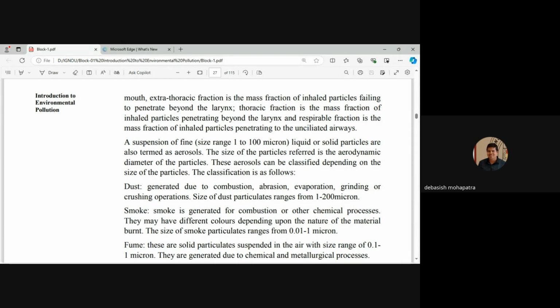A suspension of fine size, ranging from 1 to 100 micron, of liquid or solid particles is termed aerosols. Aerosols means droplets, like the droplets we form during sneezing. The size of the particle refers to the aerodynamic diameter. These aerosols can be classified depending on the size of the particles. Dust is generated due to combustion, abrasion, evaporation, grinding or crushing operations. The size of dust particles ranges from 1 to 200 micron.